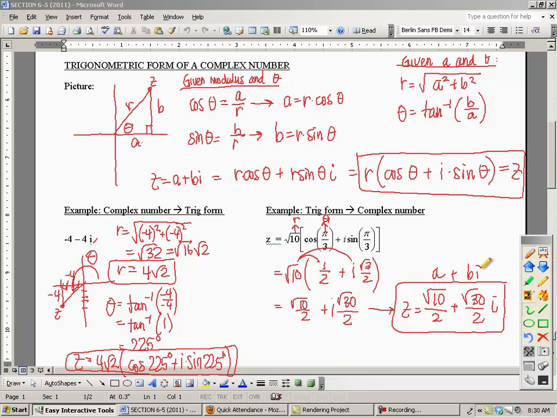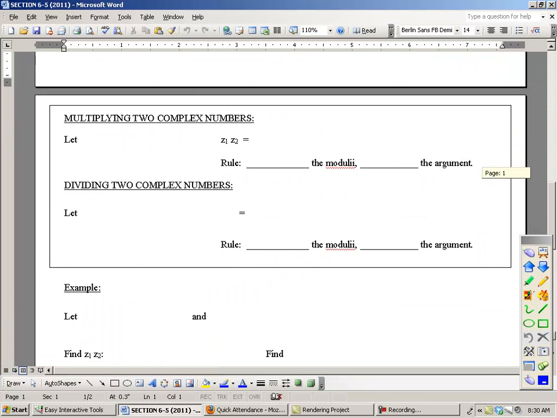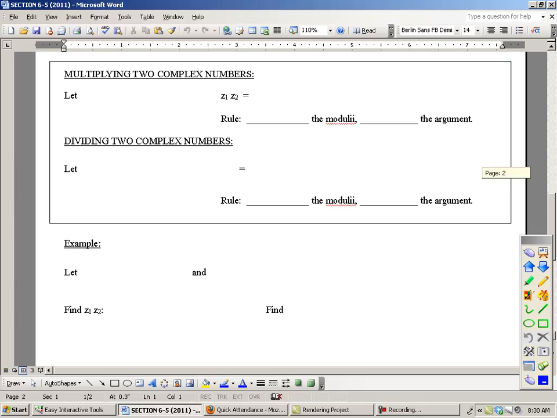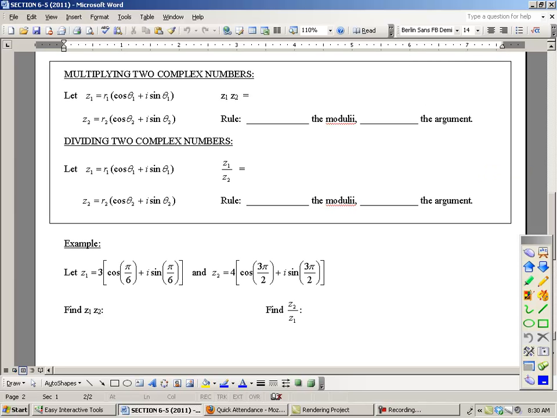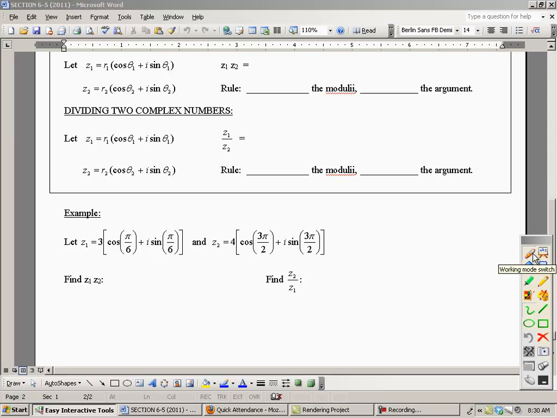So going from trig form to complex number form is way easier, but we want you to be able to work backwards as well. All right, flip the page. We're going to use these complex numbers as we go through. We're going to be multiplying two complex numbers and dividing two complex numbers. And so I'm going to start with the multiplication.